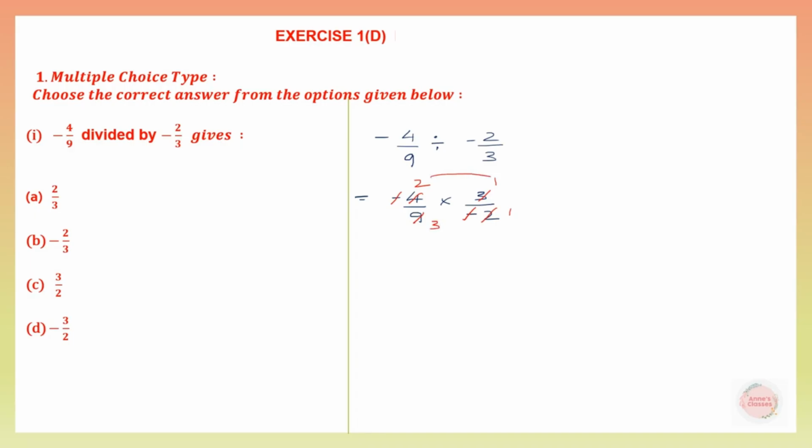Now let's multiply the numerators and the denominators. 2 ones are 2, 3 ones are 3. So our answer is 2 by 3. Let's see which option that is. So 2 by 3 is option A. So let's mark that. This is our correct answer, option A.